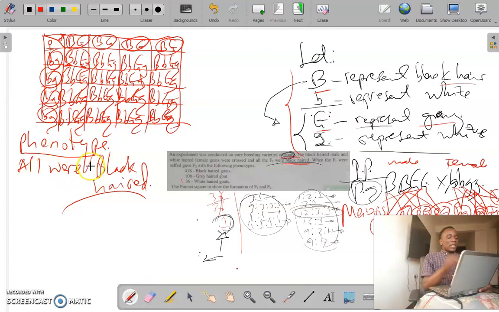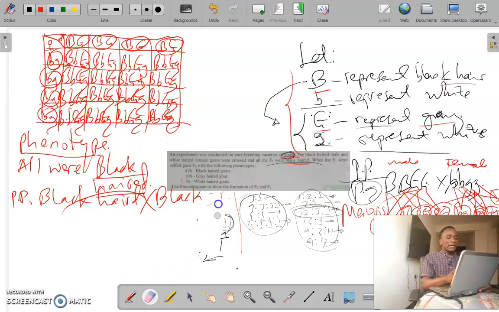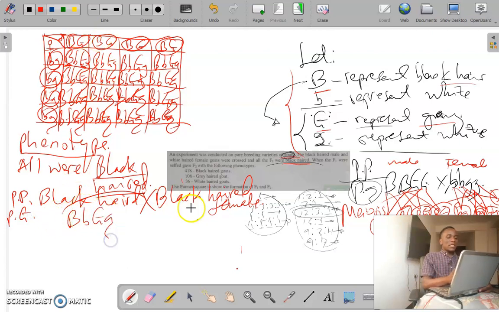So all the individuals involved in the second cross will be black haired. Our second cross will be, parental phenotype, a cross between black haired male versus black haired female. So in their parental genotype, they will have similar genotypes: caps B, small b, caps G, small g, they are black.